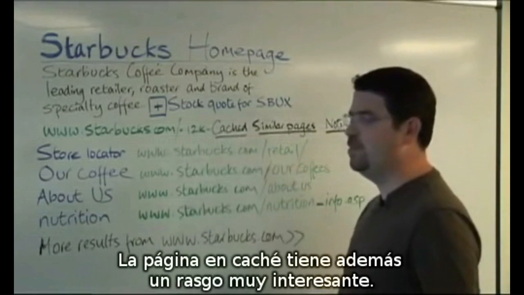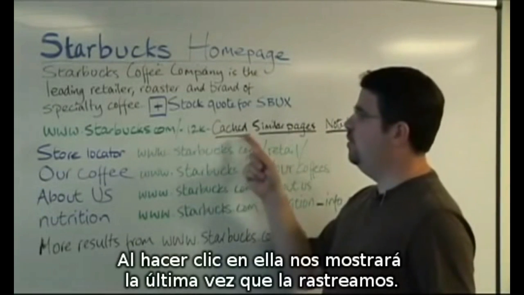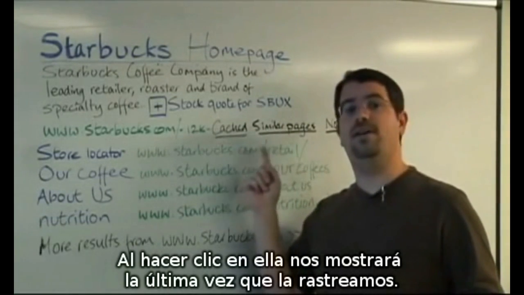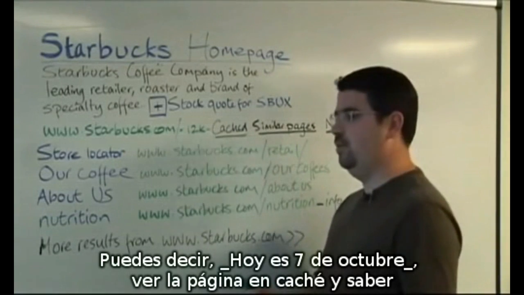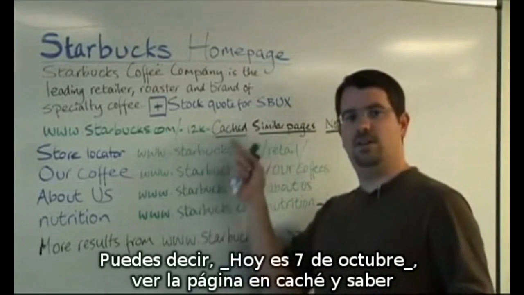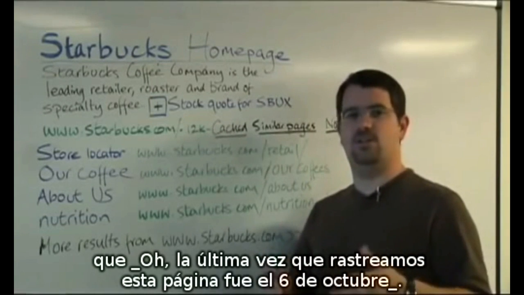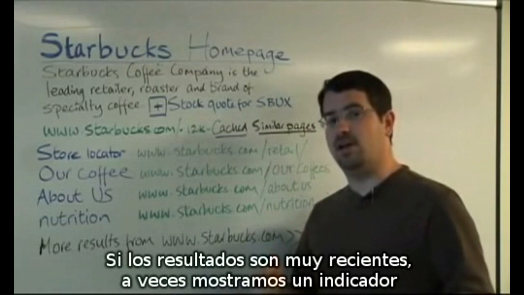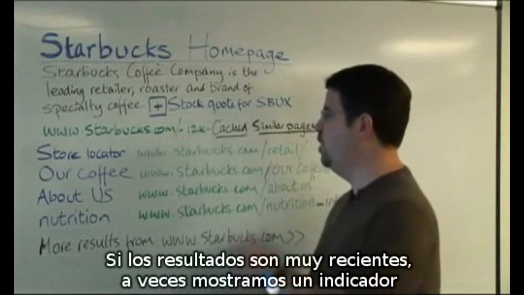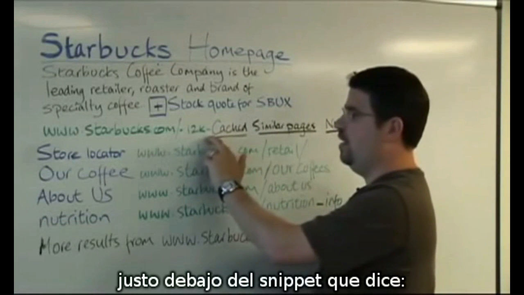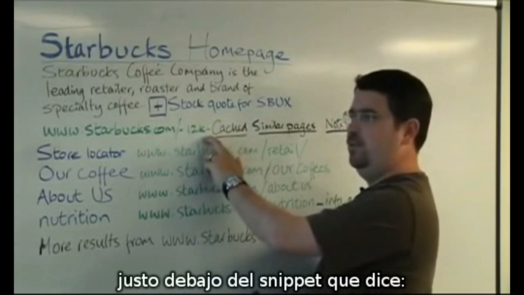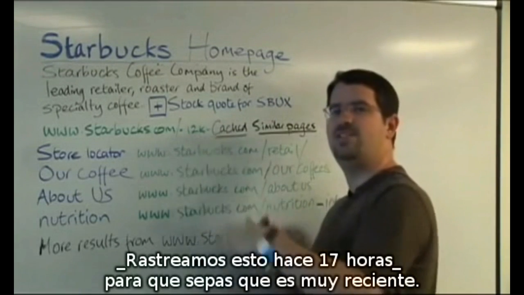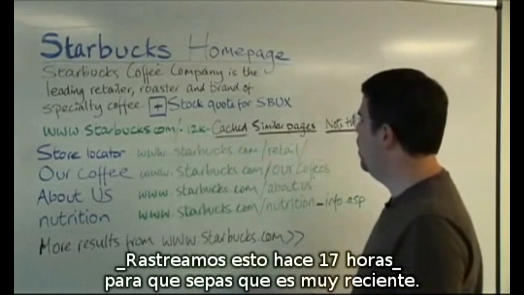The cache page also has a really interesting feature. If you click on it, it will show you when we last crawled that page. So you can say, okay, well, today's October 7th. Look at the cache page. Oh, we last crawled this page on October 6th. And so you can see how fresh our search results are. Sometimes, if our results are very fresh, we'll even show a little indicator right on the snippet that says, we crawled this 17 hours ago, to let you know that it's especially fresh.